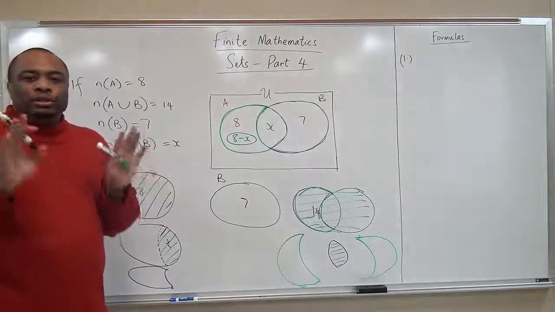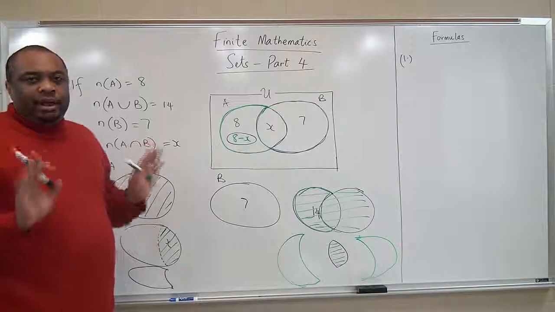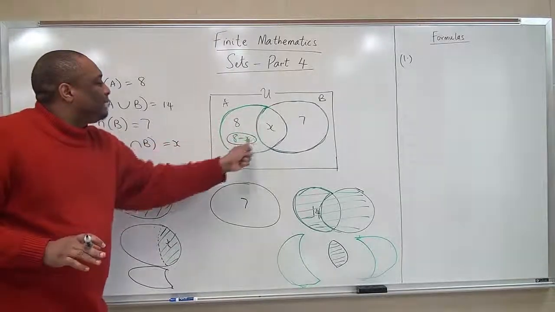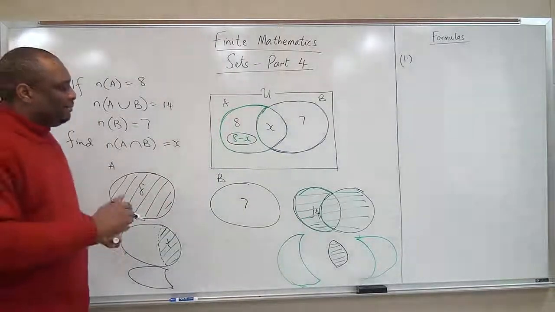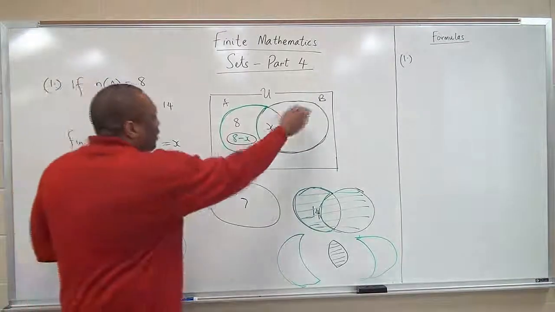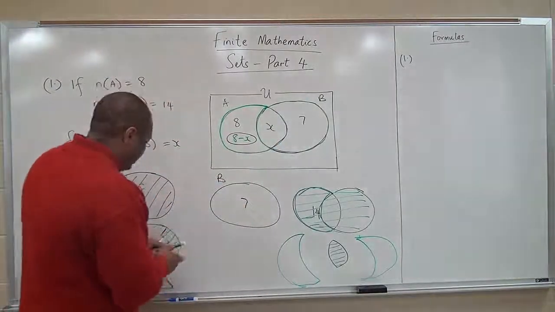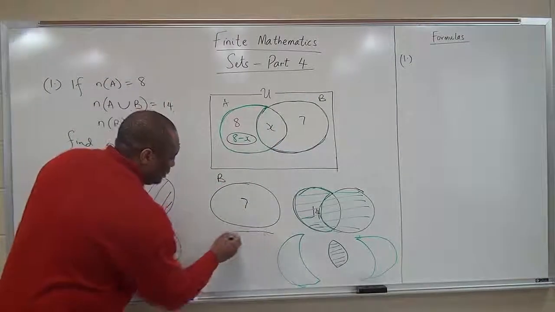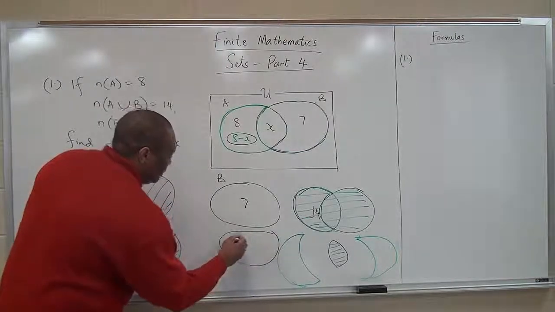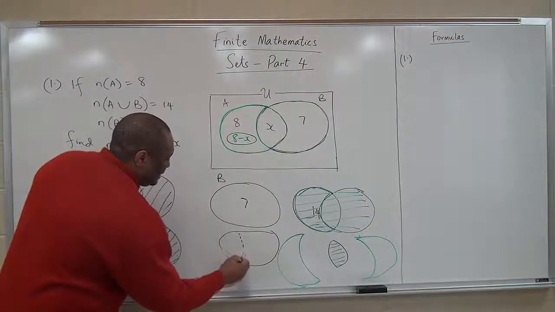Okay, but you want those who do only anatomy. Only. It is 8 minus X. And the same thing goes with B. You have this whole to be 7. But you also have this part. You also have this part that is X.